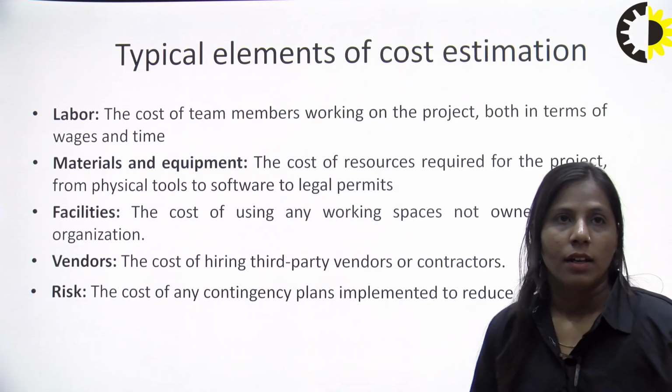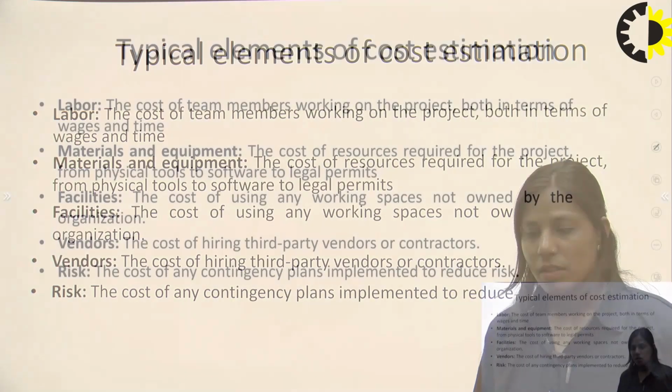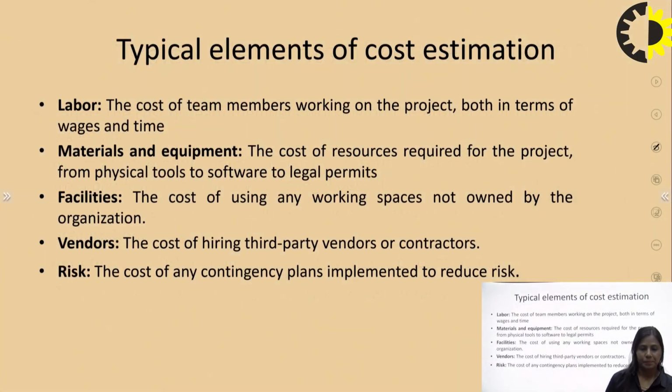Now these are the different elements. When we are talking about the variables, we are talking about the factors in the parametric estimation technique. So these are the different elements of cost estimation which we have to keep in mind, that is, what types of elements we have to keep in mind to calculate the project cost. These are the different cost estimation elements.